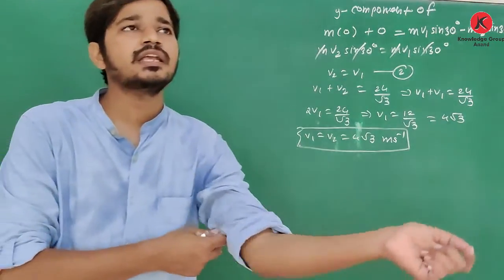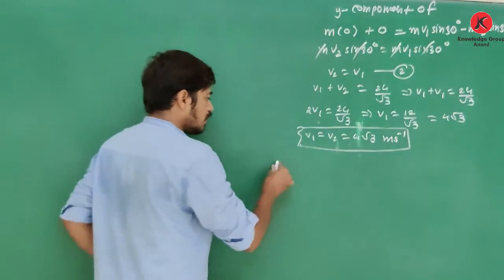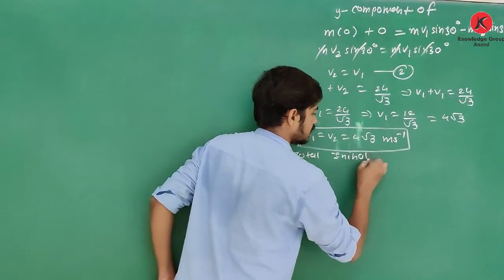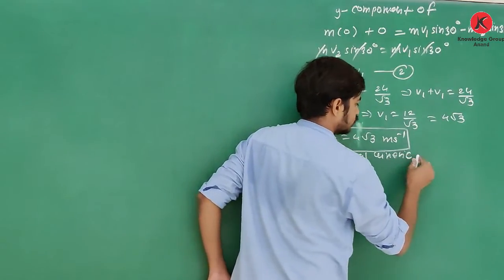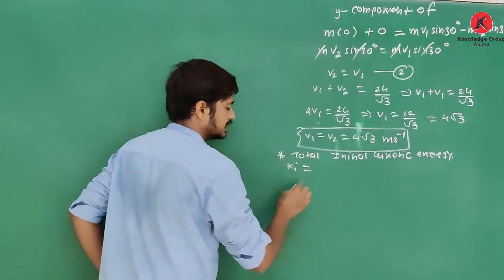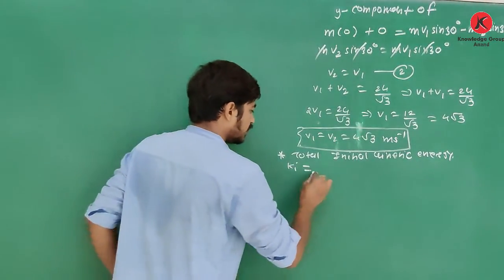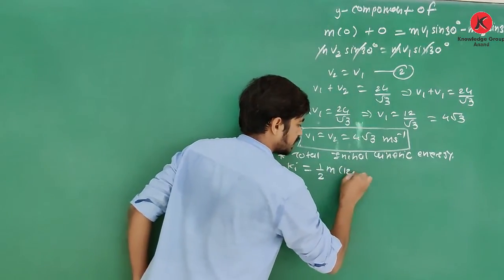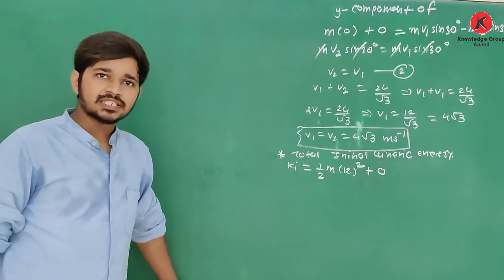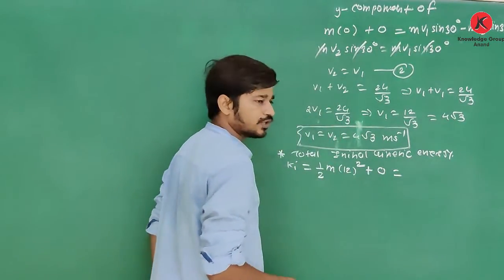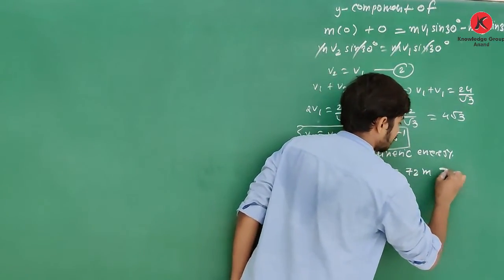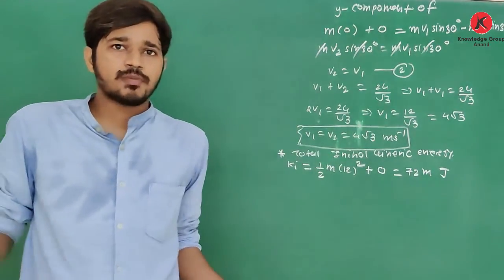We have to check if it is an elastic collision or not. So we have to find the total initial kinetic energy, that is Ki. Only object A is moving, so half m, its speed is 12 squared, plus the second object is stationary. So here it is 12 squared, 144 divided by 2, it is 72 m joules. M is the mass, because we are not given the mass.